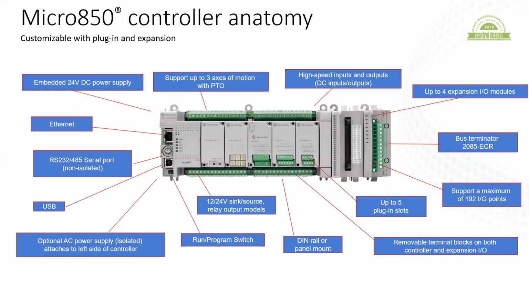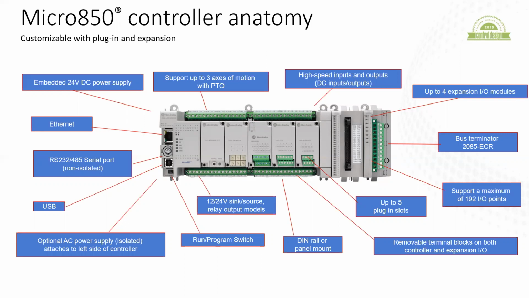And so at a maximum, the 850 can go up to 192 IO points. So that's quite a bit of IO for a small system. And a very, very good cost point. High speed inputs and outputs are also supported on the 850. So I would say that we probably sell more of the 850s than any of the other micro 800s in this marketplace.